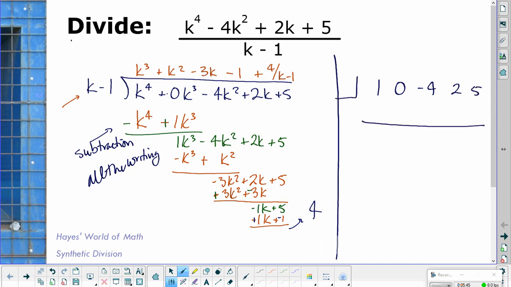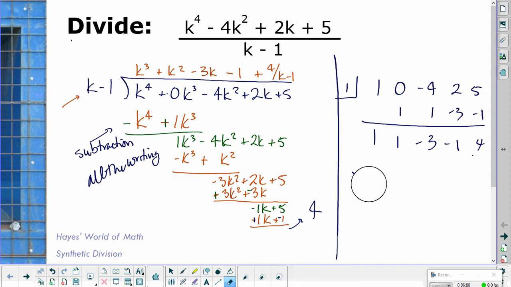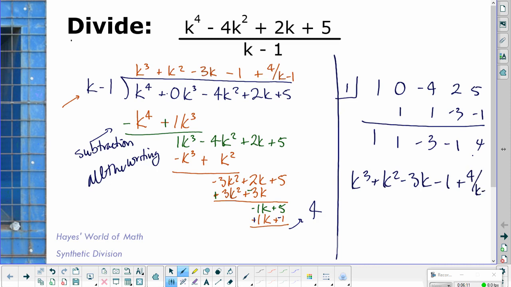My 0 here is going to be 1. So watch what happens. I drop the 1, I multiply, I add, I multiply, I add, I multiply, I add, I multiply, and I add. So now I know that the divisor, almost in terms of x, is going to be k to the third plus k squared minus 3k minus 1 plus 4 over k minus 1. Now notice, exact same answer, much, much faster.